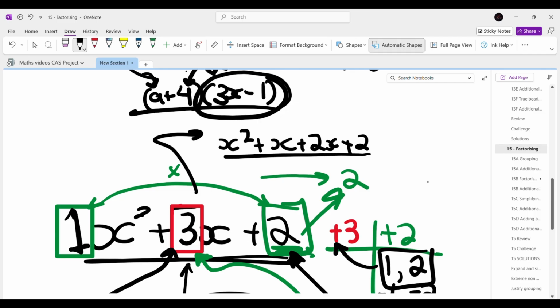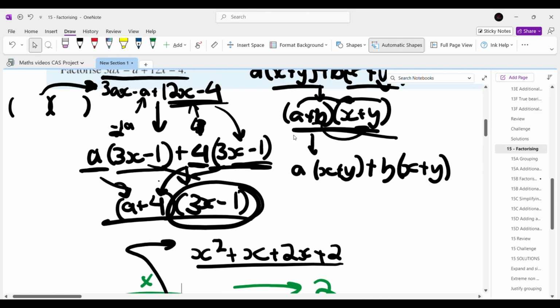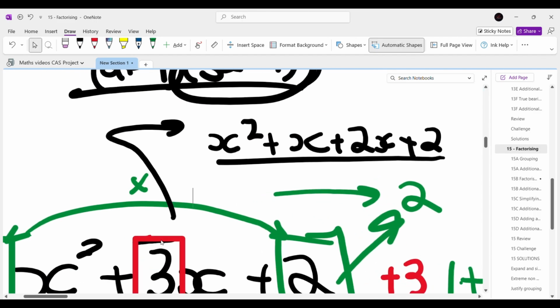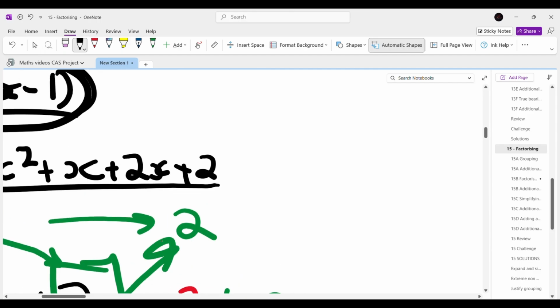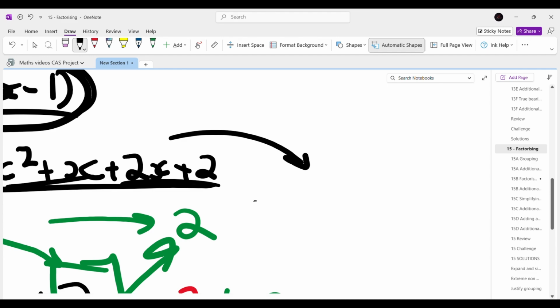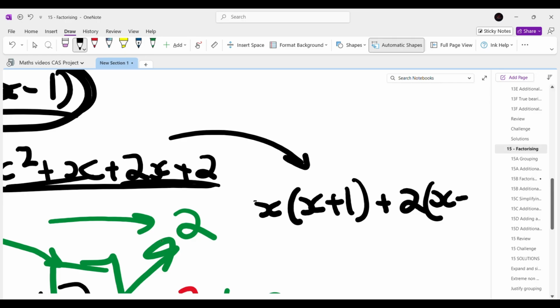Now we can do our factorization method that we've shown up here. So what we do is we take this first bit and we take the second bit and we factor out of both. So we'll take x out of this first bit to end up with x plus 1. Then we'll take 2 out of the second bit to also end up with x plus 1.